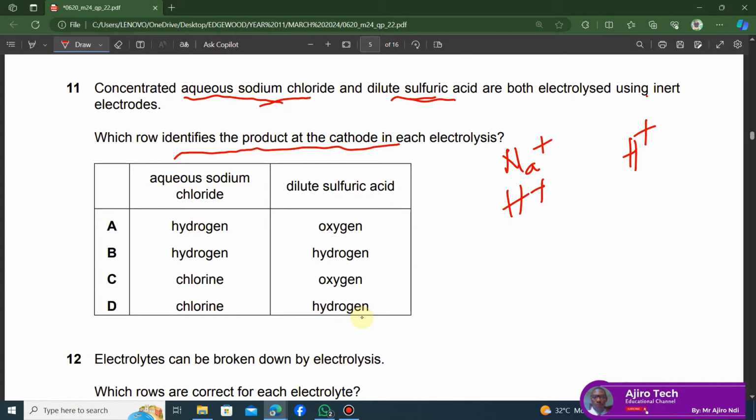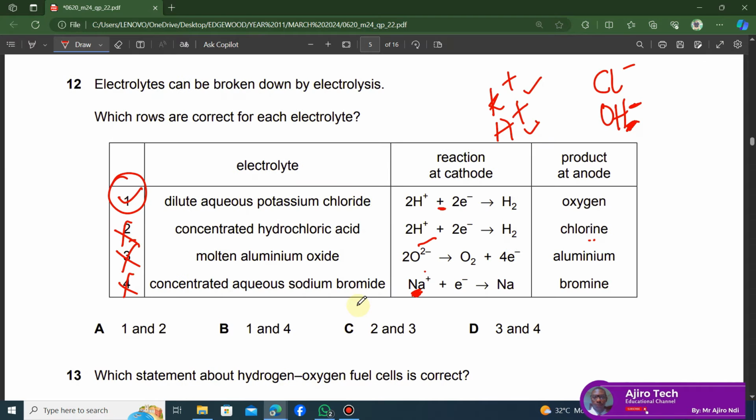Okay, so in this case, we already said sodium is more reactive, so sodium ion stays in the solution, hydrogen ion goes to the cathode. Okay, and the same thing applies here. This is just hydrogen. So in both cases, we're going to have hydrogen at the cathode, and that's option B. All right, that's for concentrated aqueous sodium chloride and dilute sulfuric acid.